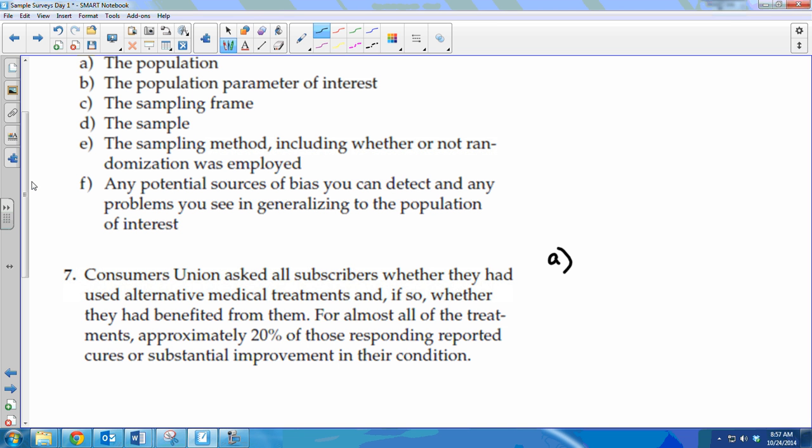Yeah, they only ask Consumer Union subscribers, right? So the population has to be people that subscribe to that, right? I mean, they didn't ask anybody else. All right, what's the parameter of interest? What are they actually looking for? A proportion that said that they've benefited, right?